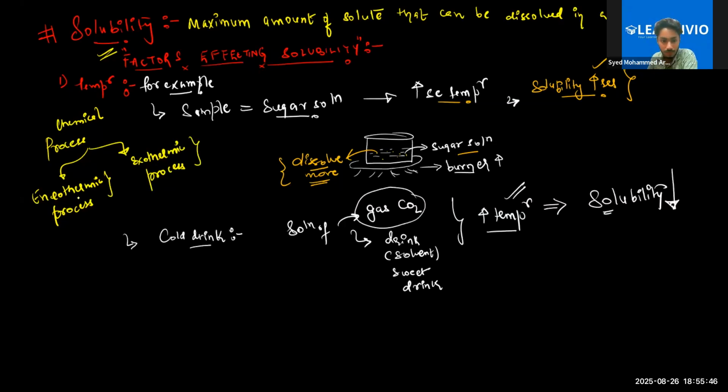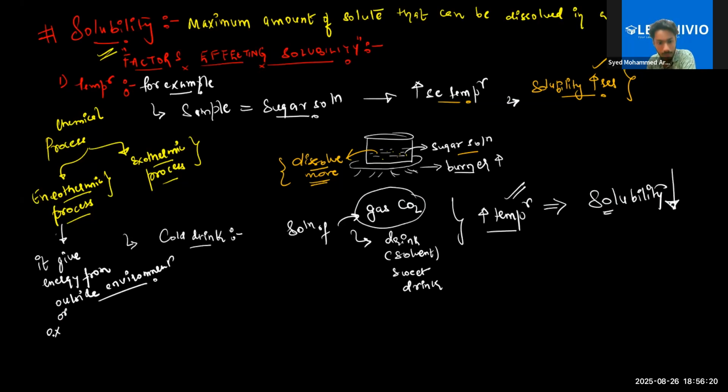Now, see, what do you mean by endothermic process? The endothermic process is a process in which I apply energy, I give energy from the outside environment. Externally, energy is provided.